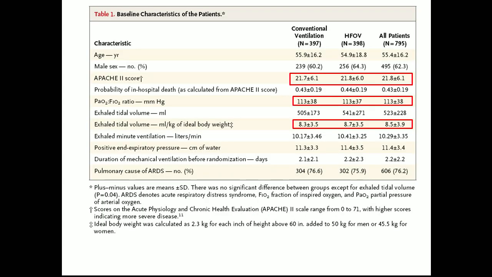And that's the Apache score between conventional and high frequency. Pretty sick patients, almost similar to the current trial. They're at the cutoff of 150. We have 120 as your mean.